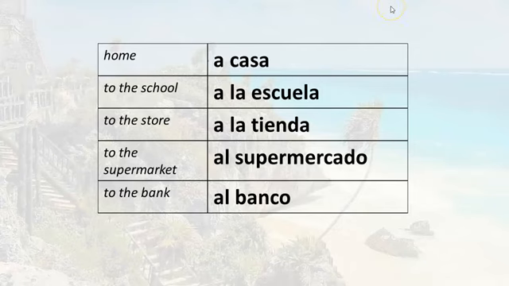Here we have some common destinations that we use with the verb ir. In other words, we go home, we go to the school, we go to the store, we go to the supermarket or to the bank. So home would be a casa, to the school, a la escuela, to the store, a la tienda, to the supermarket, al supermercado, to the bank, al banco. Notice here that a and el contract to al. So instead of saying a el supermercado, we simply say al supermercado. The same thing with bank. Instead of saying a el banco, we say al banco.